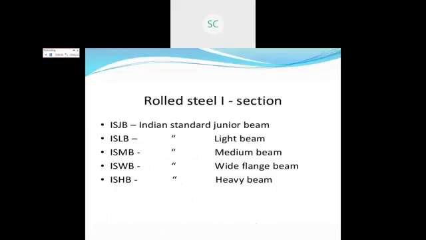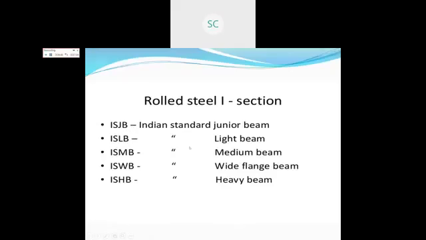So how to denote the Indian standard section? We are now considering the example of a beam section. Beam means I section, that is, rolled steel I section. If you have to design an Indian standard junior beam section, then you have to denote it ISJB.